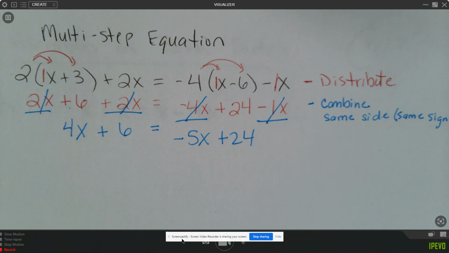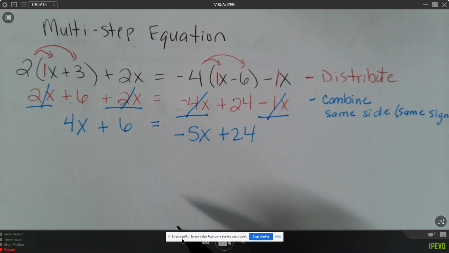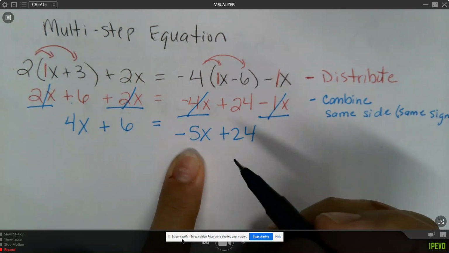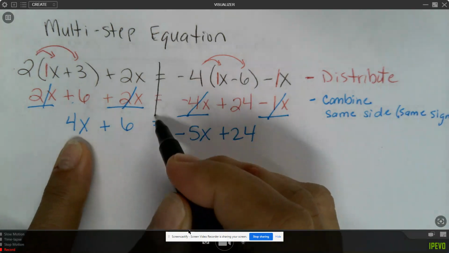It does not matter which way you move them, as long as once you move it, everything else goes the opposite direction. I always move the x to the left for the reason that I know what's coming up next, and it makes it easier if you'll move it to the left. So I am going to take this one that's on the right, and I'm going to move it to the left. Remember, we have sides.